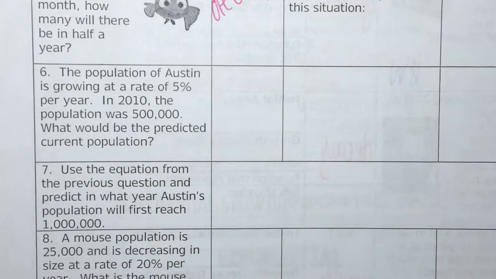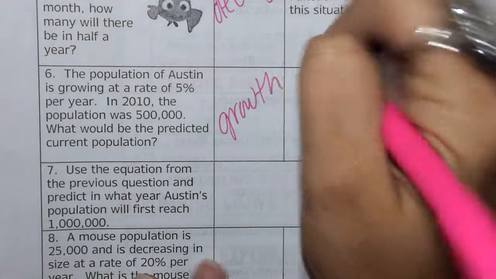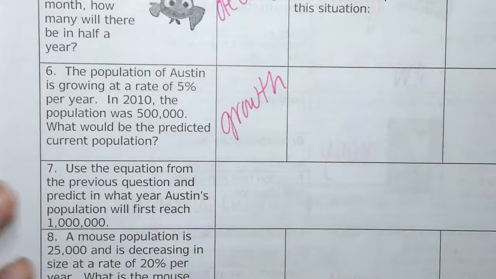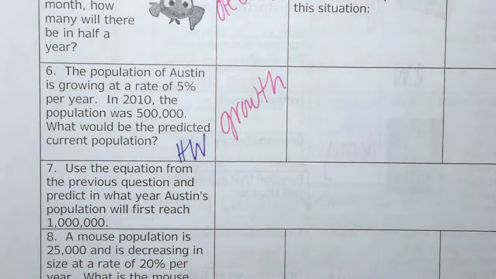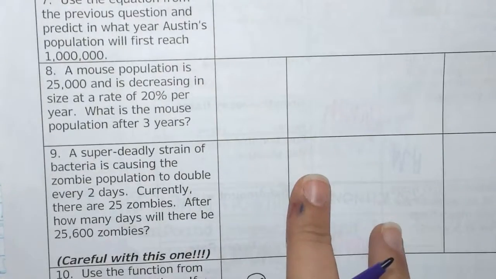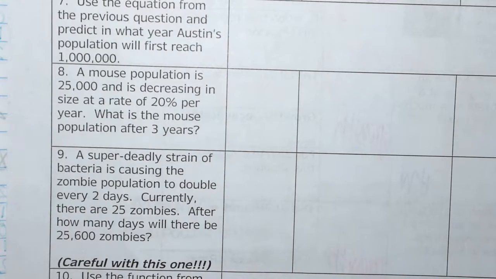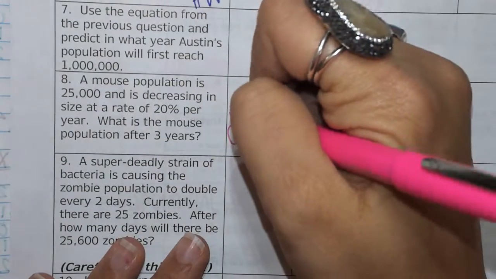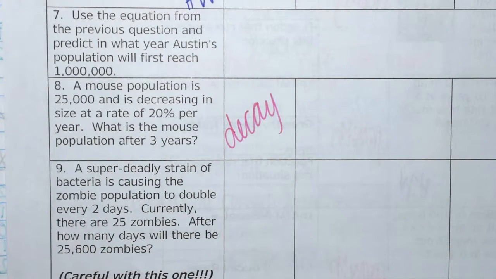Okay, so the population of Austin is growing. Is that a growth or decay? Do you think that growth problem is going to be a homework problem? No, this is. No. Alright, number 8. A mouse population is decreasing. Is that a growth or decay? Decay.